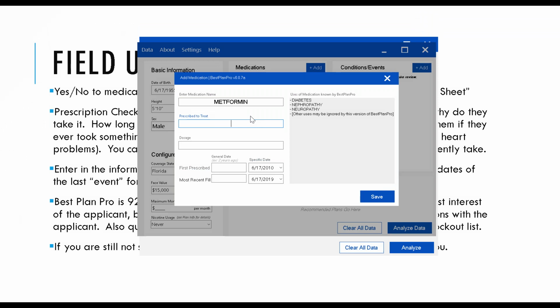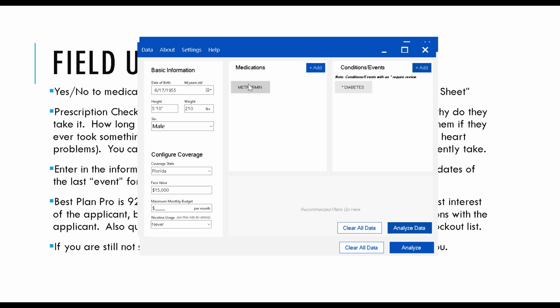You want to put in the reason that they're prescribed to treat it. It gives you the main reasons that this medication is prescribed for. So in this case, it's diabetes. And then usually the dosage. So we'll say 1,000 milligrams. Okay? And then you save. And what happens is on the right side over here, the condition that you put in shows up with an asterisk next to it.